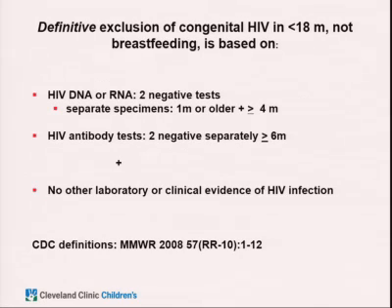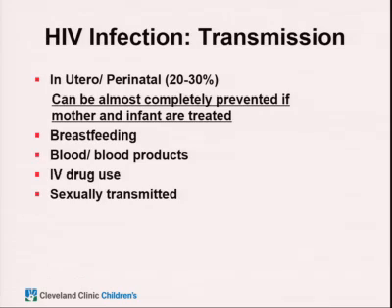Again, we rely on a DNA or an RNA test, and 2 negative tests separated by 1 month, with one of them beyond 4 months of age, definitively excludes HIV. Or 2 negative antibody tests beyond 6 months of age. And of course, no lab or clinical evidence of HIV.